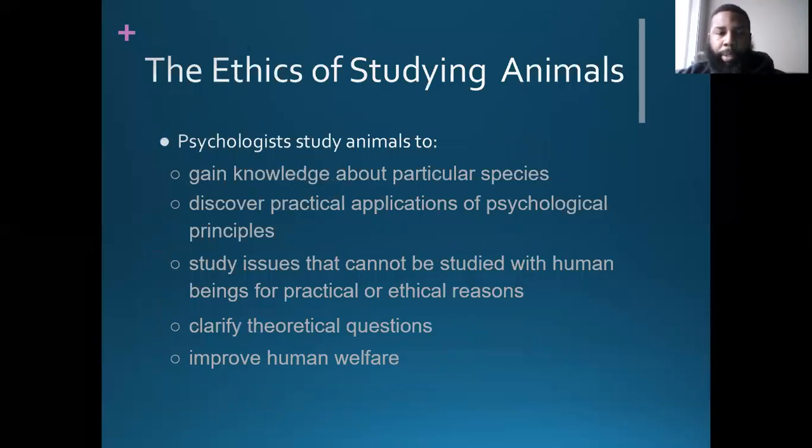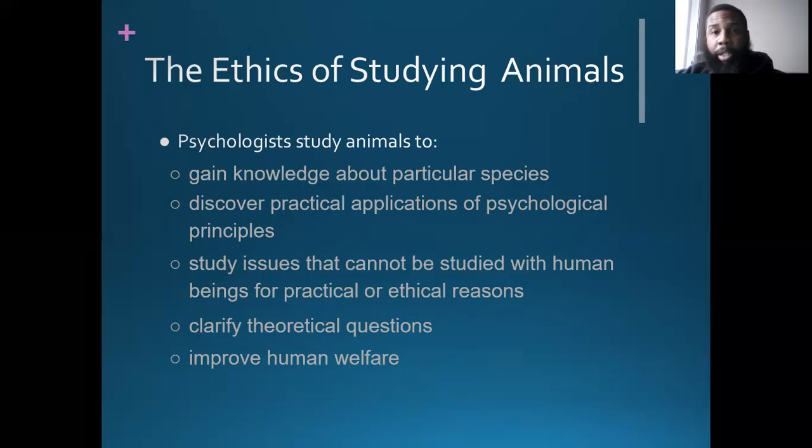Finally, I don't know how people in the class feel about this, but psychologists study animals to gain knowledge about particular species, as well as to study similarities between those animals and human beings, right? To clarify theoretical questions, and then to study issues that can't be studied with human beings for practical or ethical reasons, right? We do a lot of animal testing because you can't do the same testing on humans.